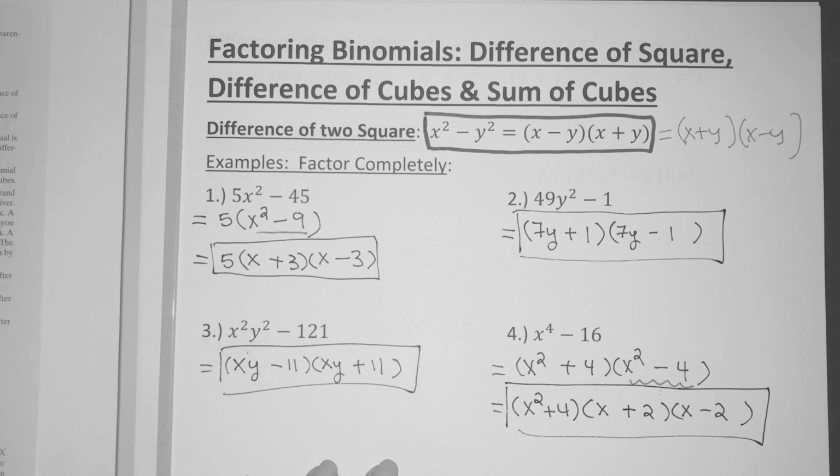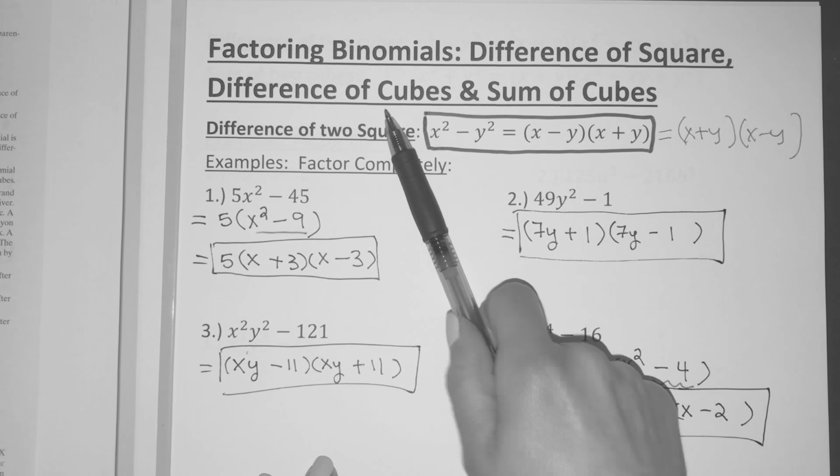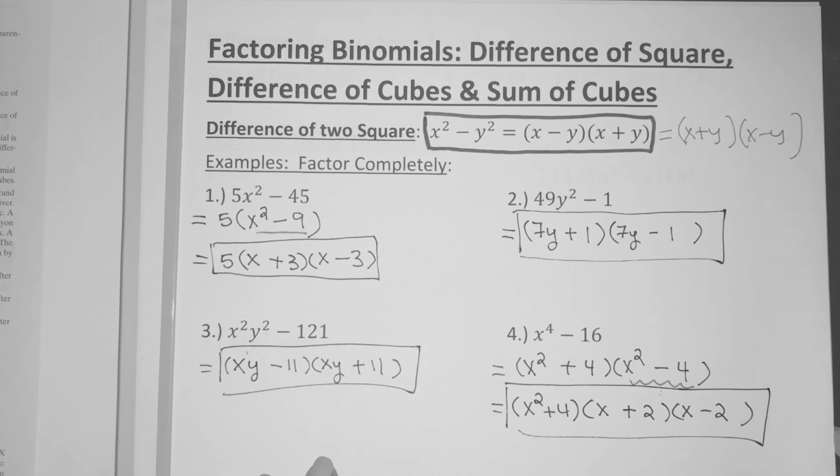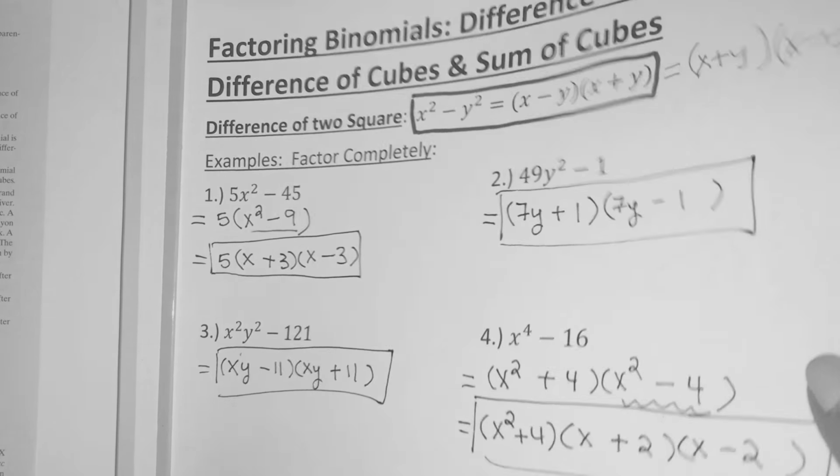There will be problems where you need to do more than one factoring step. So always look at what you get once you factor and see if you could continue factoring. In this case, we were able to continue factoring because we had another difference of 2 squares. Let's take a look at the second part where we look at difference of cubes and sum of cubes. There is a formula for each of those.